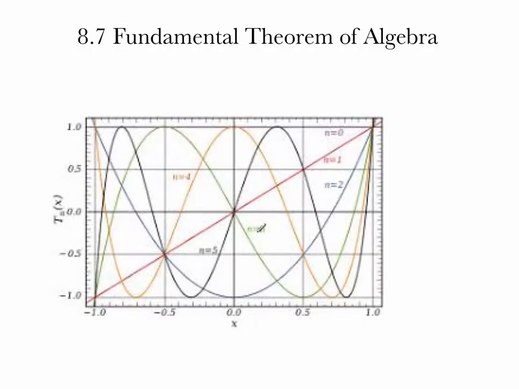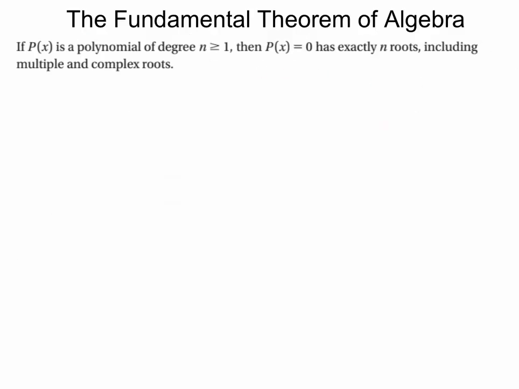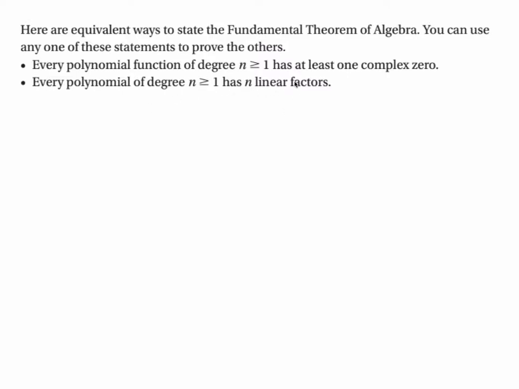The fundamental theorem of algebra really brings all of this factoring together. What it says is if p is a polynomial of degree n greater than 1, then p of x equal to 0 has exactly n roots, including multiple and complex roots. Other ways you can say this is it has at least one complex zero. Now remember, complex means a plus bi. And if b is 0, we're still going to count this as a complex root. Another way to put this is that a polynomial will have n linear factors.